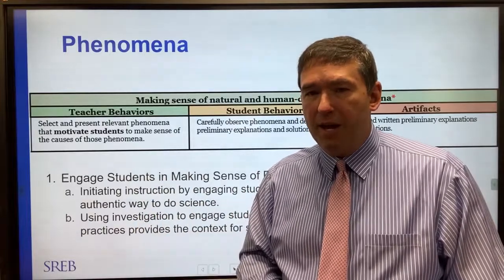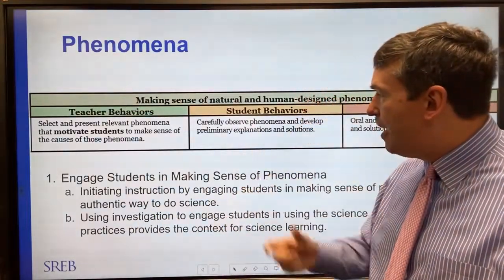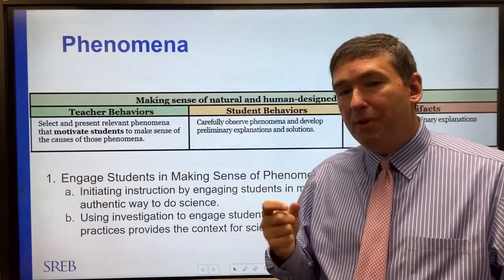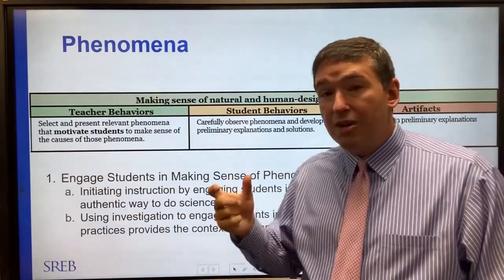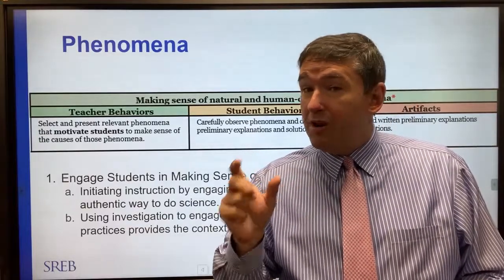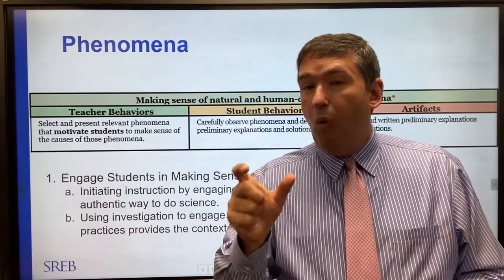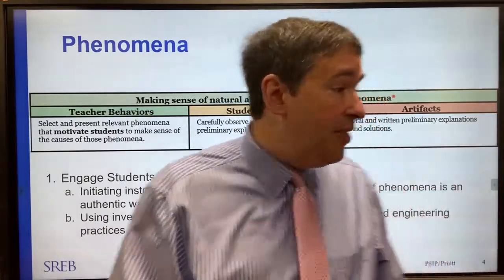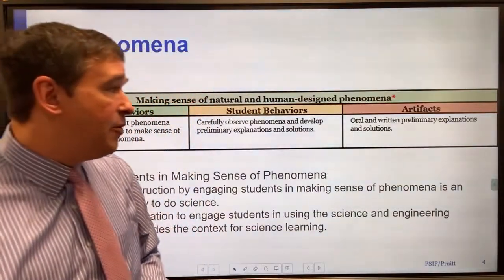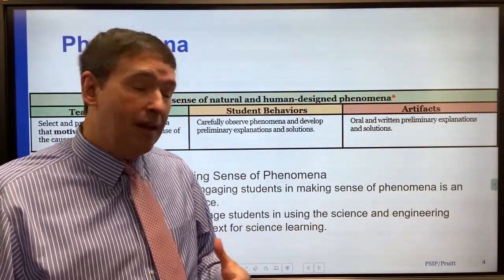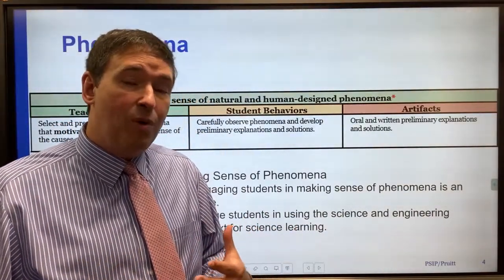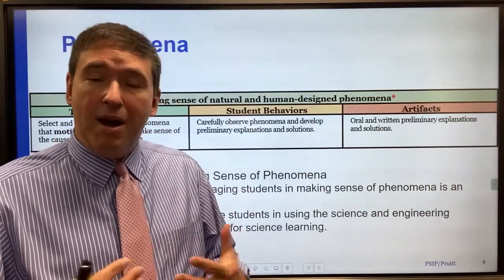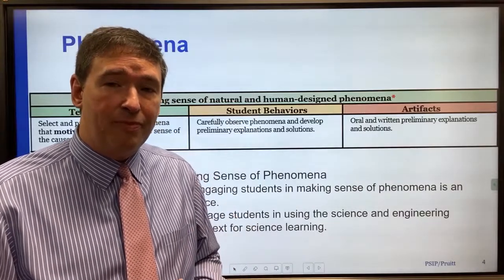Now, a student behavior is that they carefully observe the phenomena and develop preliminary explanations and solutions. So these are preliminary. So in other words, they're not going to get it right now. But what do they think the explanation for this phenomena might be? And then some artifacts. Well, oral and written preliminary explanations and solutions are actually what we want. We want them to write it down. We want them to even talk about it. Talk about it amongst themselves, talk about it with the teacher.